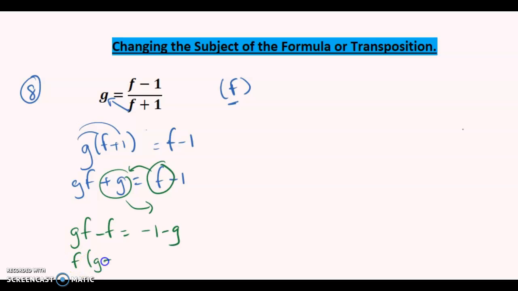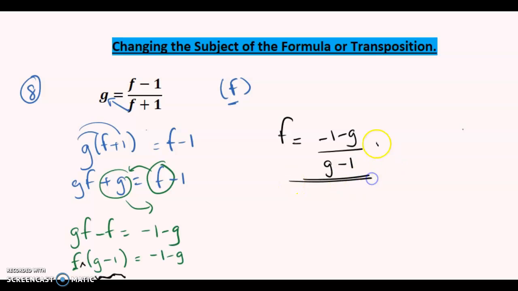So f by g minus 1, I'm factorizing here, right? Because I want to get one f. By factorizing, I get one term for f. Otherwise, I'll be left with two terms for f, and that's kind of hard to transpose for f. So my last line now, guys, this is g minus 1 here multiplying by f. Well, it's multiplying on this side, so I just simply send it over and I divide. So I get f is equal to minus 1 minus g all over g minus 1. So this, everyone, is my answer.